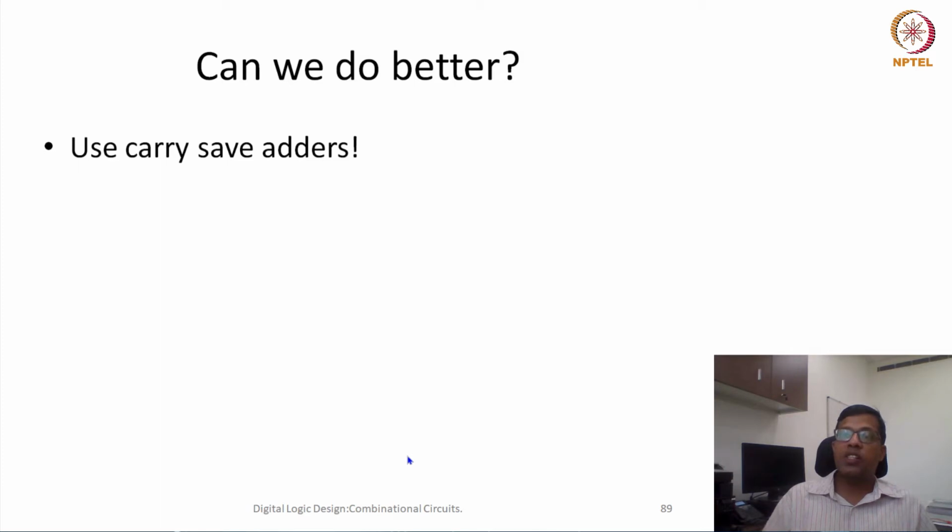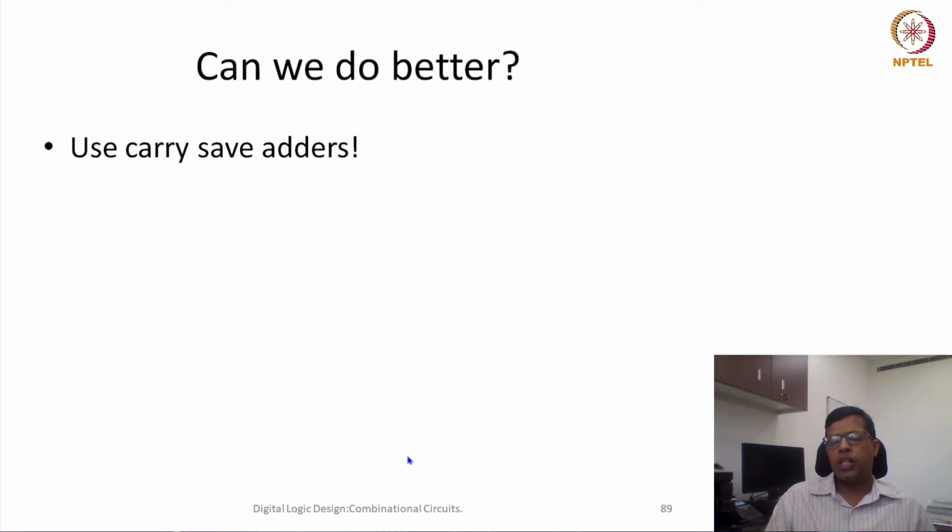In our last lecture we have seen carry save adders. Can we use that? Probably that looks like a very wonderful idea, because in carry save adders there were multiple operands, and we were adding those multiple operands using this carry save approach, and carry propagation was done only in the last stage.